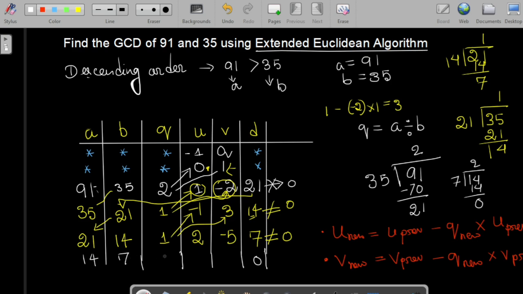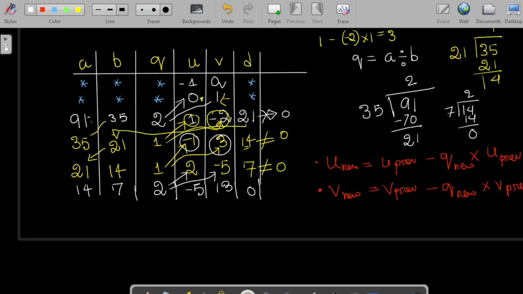Now in order to find U, what was Q? Q was 2, the quotient. Now we have to calculate U. U is 2 into 2, which is 4, subtracted from the previous U, so it's minus 5. And 2 multiplied by minus 5 is minus 10, that will be subtracted from 3. 3 minus of minus 10 is 13. Now you see, since the remainder is 0, we have to terminate this algorithm over here, and the previous remainder is the GCD. So the GCD of 91 and 35 is 7.